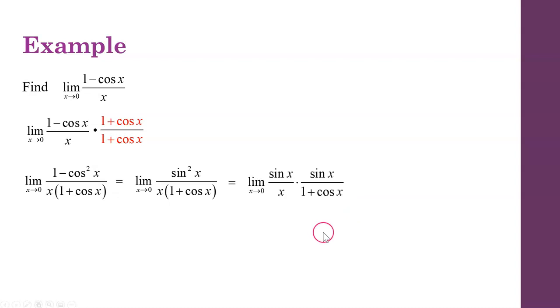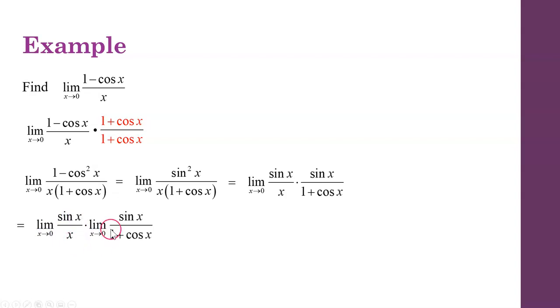Right? So now what I can do is use the property that says if I have a limit of a product of two functions, I can break that up into two limits and then evaluate these limits separately. So I know the first limit is 1. The limit as theta goes to 0 of sine of theta over theta is 1.